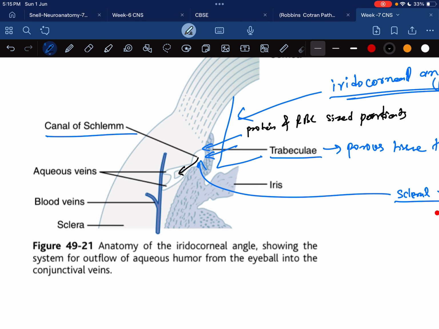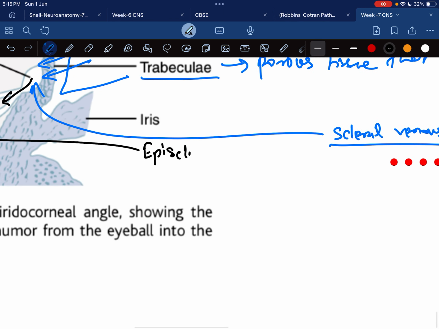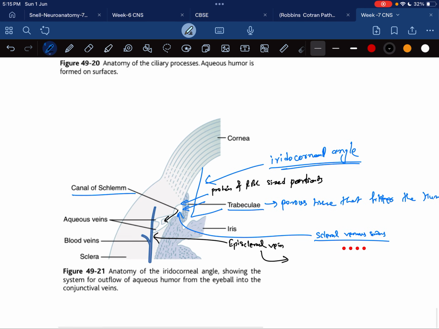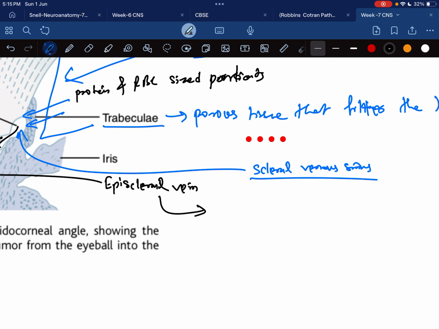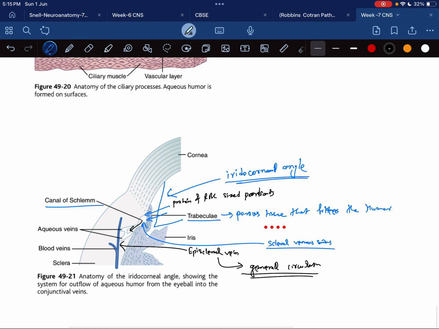From the aqueous vein, it passes into the episcleral veins, and through these episcleral veins it comes to the general circulation. This is how the drainage system occurs, and it contains aqueous humor only, not blood. The aqueous venous structure is seen.